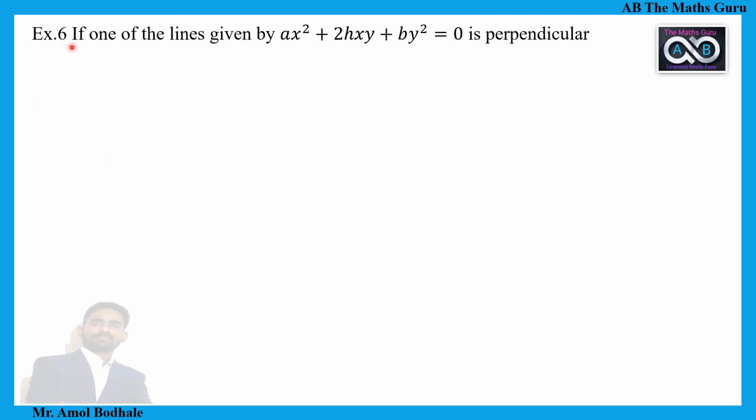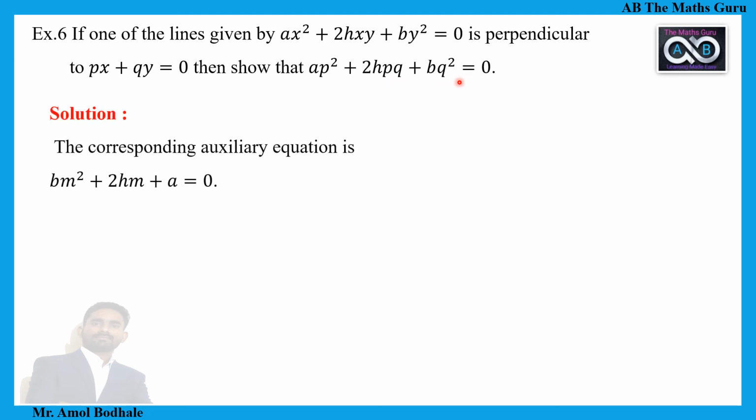Let's see the next example. If one of the lines given by ax square plus 2hxy plus by square equal to 0 is perpendicular to px plus qy equal to 0, then show that ap square plus 2hpq plus bq square equal to 0. So here we will again consider the corresponding auxiliary equation of ax square plus 2hxy plus by square equal to 0, which is bm square plus 2hm plus a equal to 0.